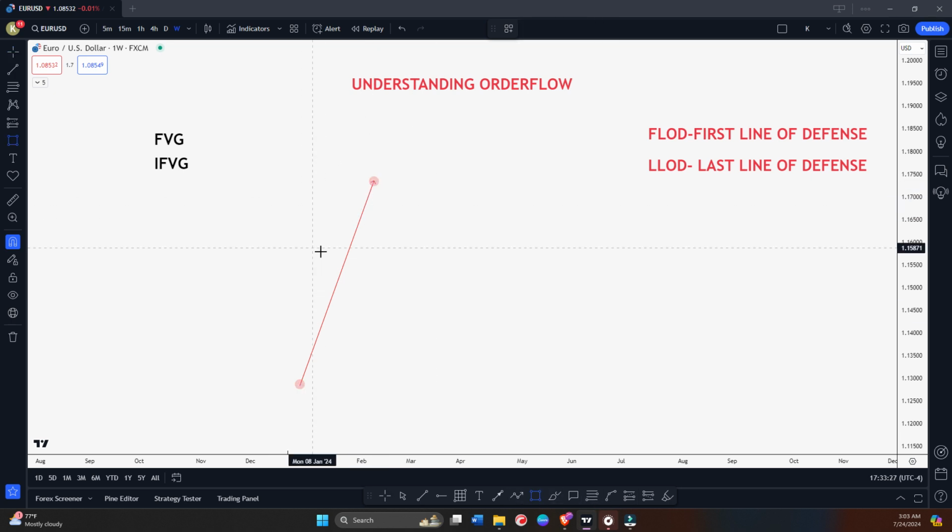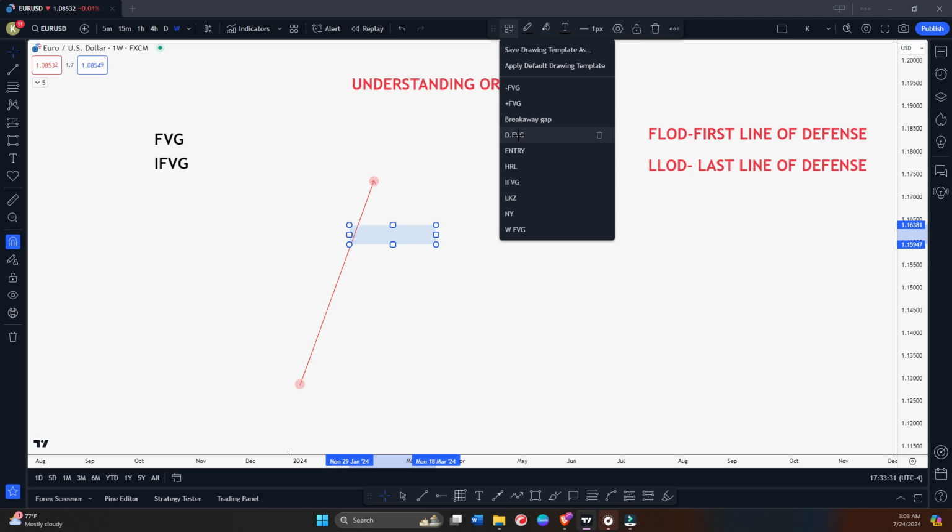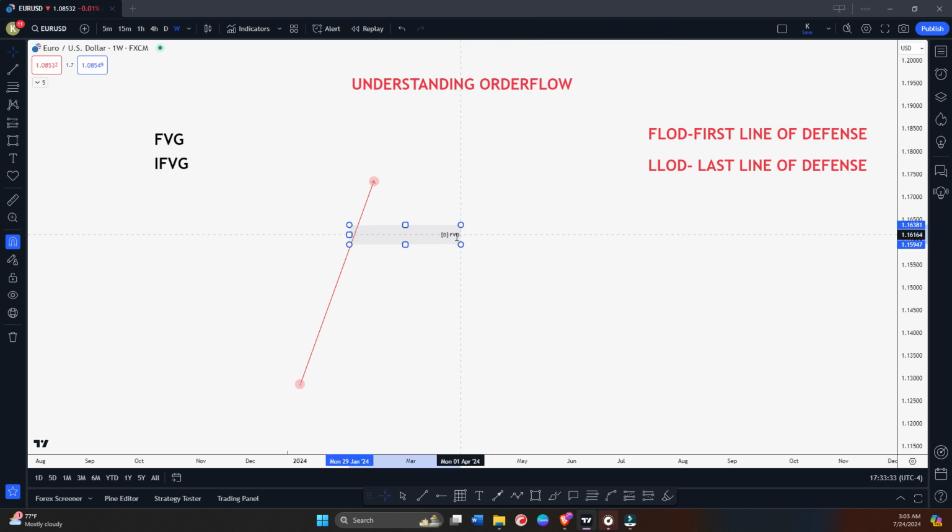So let's say price again created from this low to this high, and let's say this is right now the daily time frame. Let's say we have only one daily fair value gap here, for example. And let's say the market was trading. So this is our first line of defense. And right now we don't have any last line of defense, for example. Let's say we have only this first line of defense here.